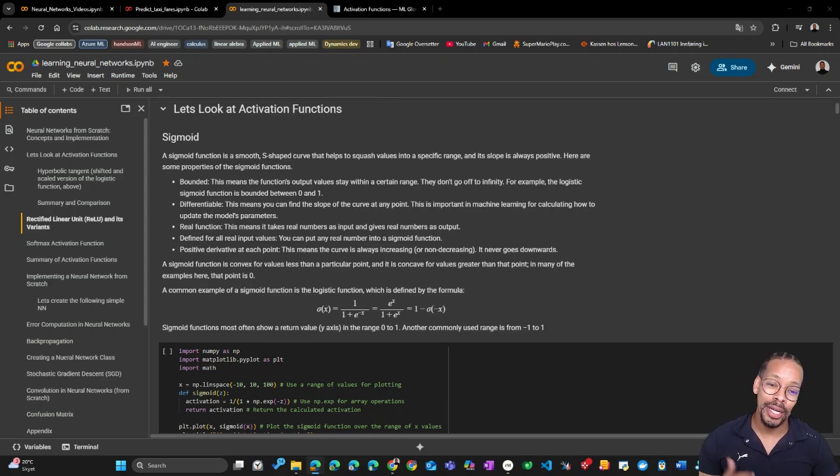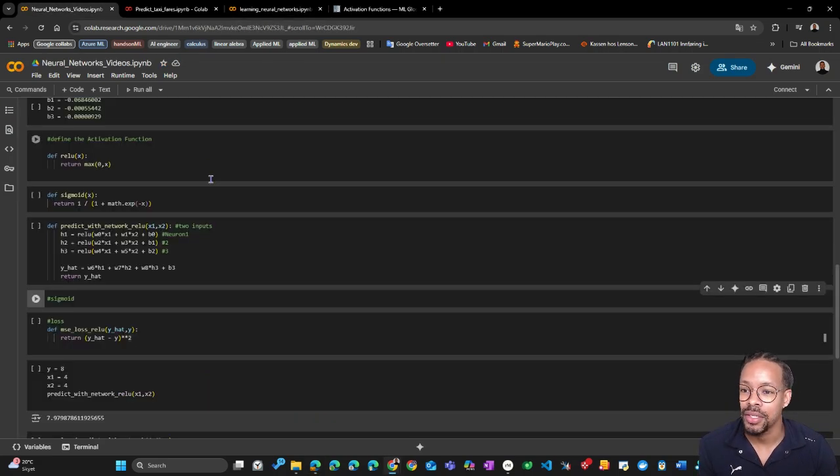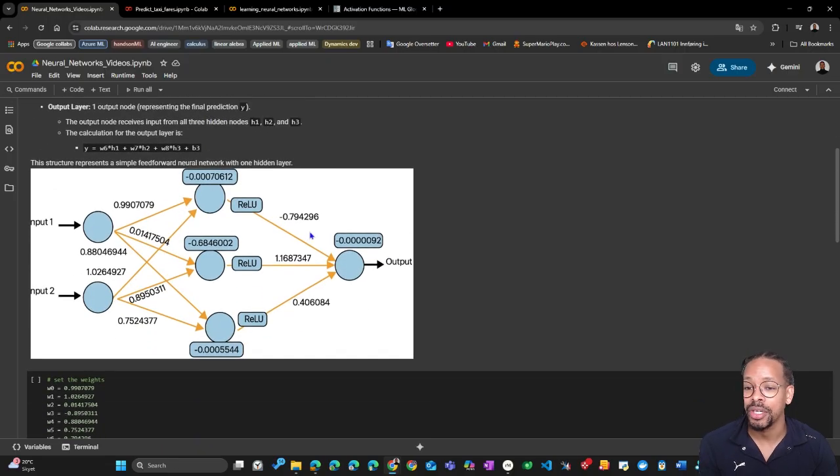Hello guys, welcome back. In the last video we looked at this simple neural network with one hidden layer, two inputs and an output layer. In this network we used the rectified linear unit as the activation function.